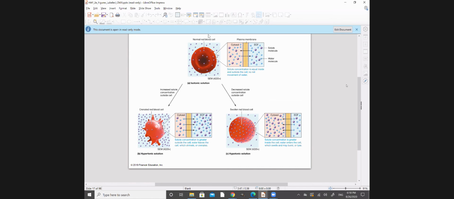What I see on the left side of the plasma membrane, it says cytosol. And on the right side it says ECF. What does ECF stand for? Extracellular fluid. Cytosol is intracellular, inside of the cell, and extracellular fluid is outside of the cell. Oh, okay. Any other questions, madam?